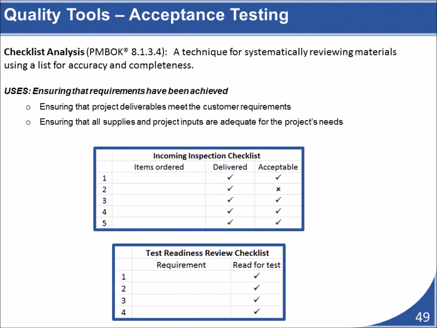Checklists can be used in different ways on a project. For example, they can be used to verify and ensure that project deliverables meet customer requirements, that all project supplies are acceptable for the project's needs, that each step of a process has been followed, or that everything is ready for the big event or milestone.